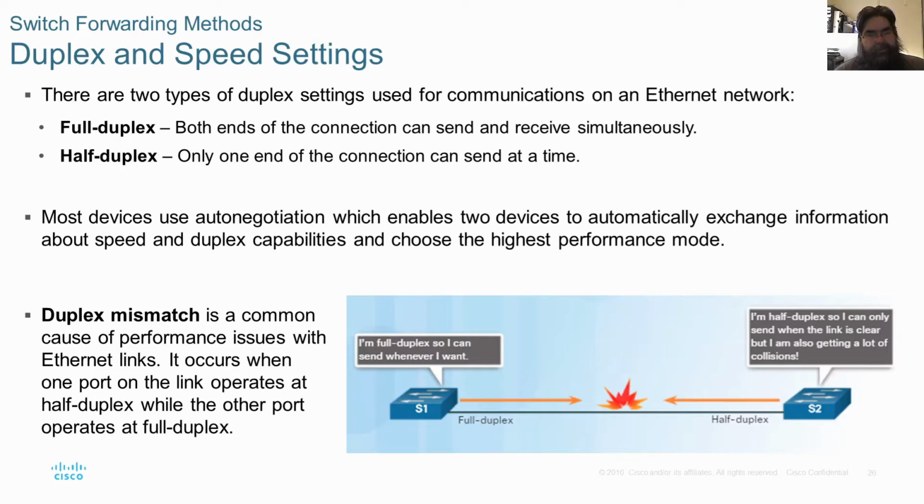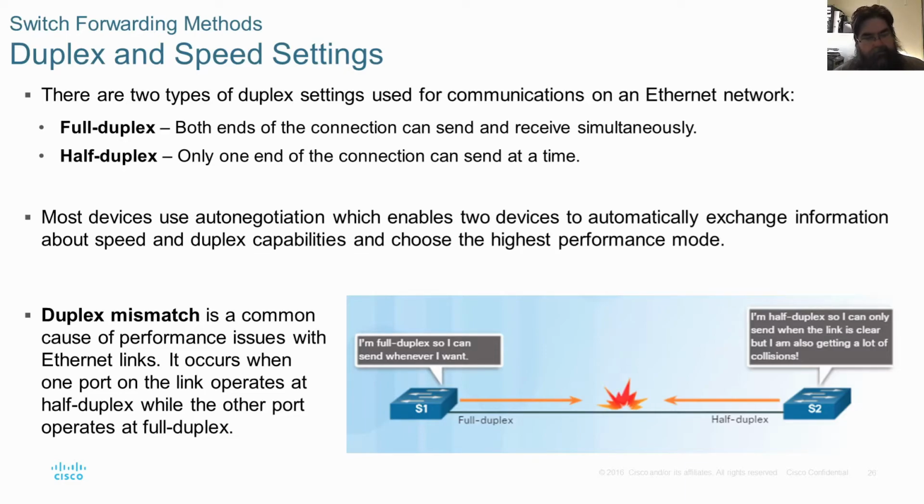Duplex and speed settings were manually set originally, so we had to assign whether it's full duplex, where both ends could talk and listen at the same time. Half duplex is where only one of them can send or receive at once. Now, a duplex mismatch is when one device is set at full and the other device is set at half.